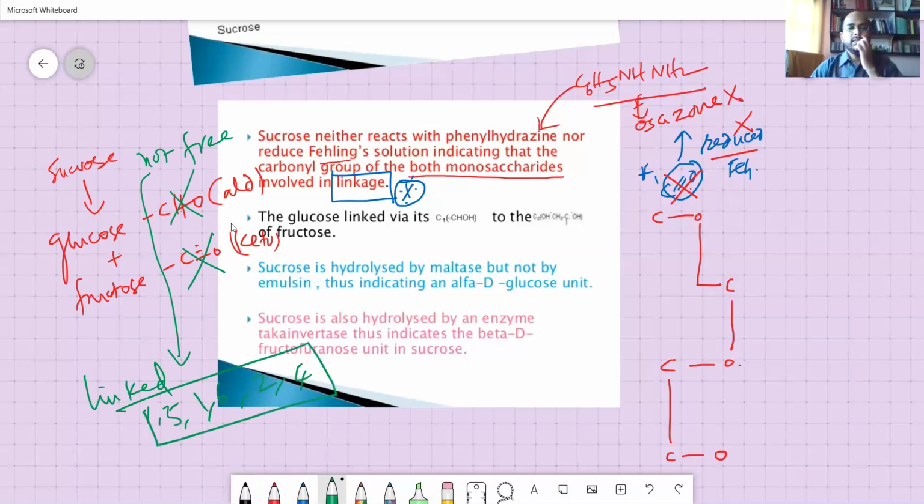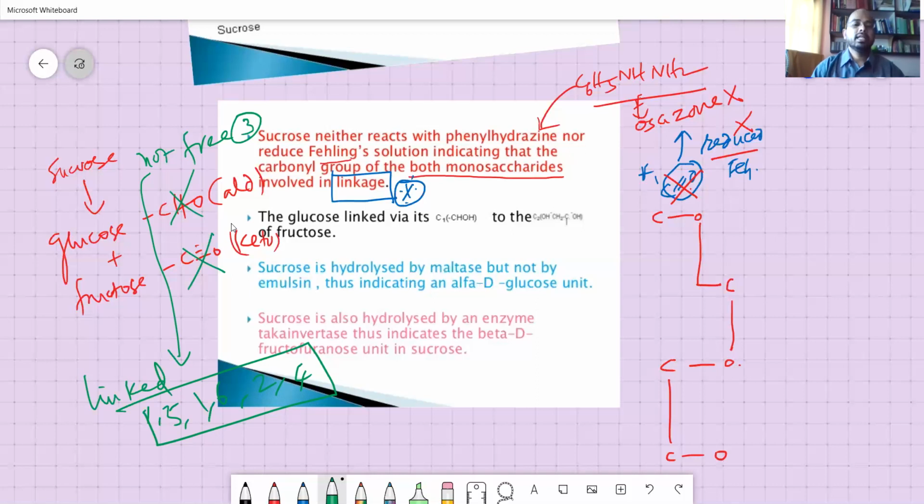So if the third reaction that you are going to write is: sucrose neither reacts with phenylhydrazine nor reduces Fehling's solution, indicating that the carbonyl group in both monosaccharides is involved in the linkage. It is not free. If the linkage has formed, it means that C double bond O has linked to another atom. Only if it is free do you get the aldehydic reaction or the ketonic reaction.